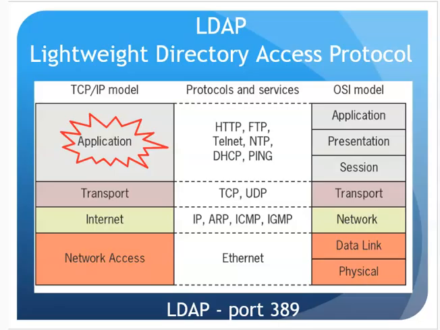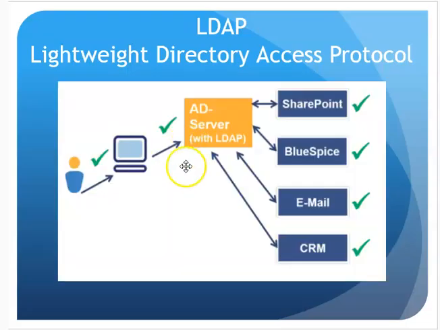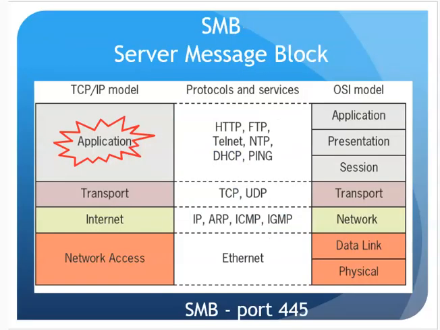LDAP, Lightweight Directory Access Protocol. My goodness, port number 389. This is a protocol being used for accessing network-based directories. So we're talking about directories of things. This would be a protocol that's getting used to access that information. So as we look here, accessing these different directories on something like an Active Directory server. So having access to those or finding those.